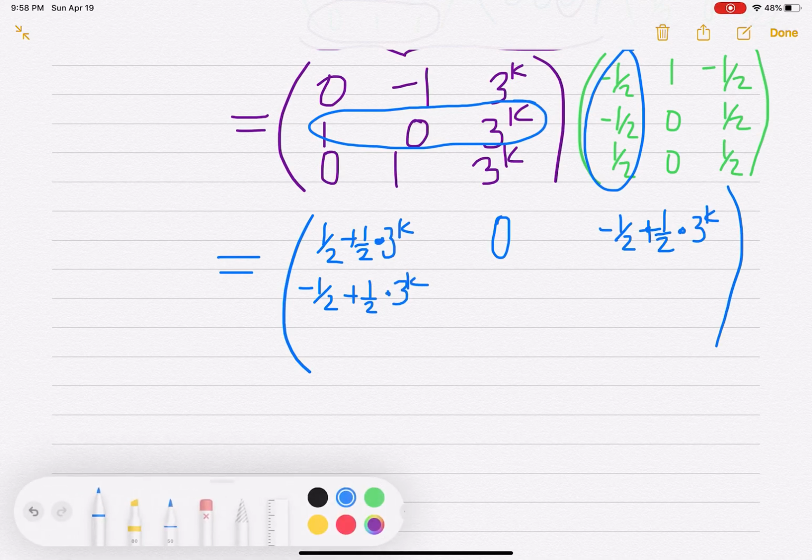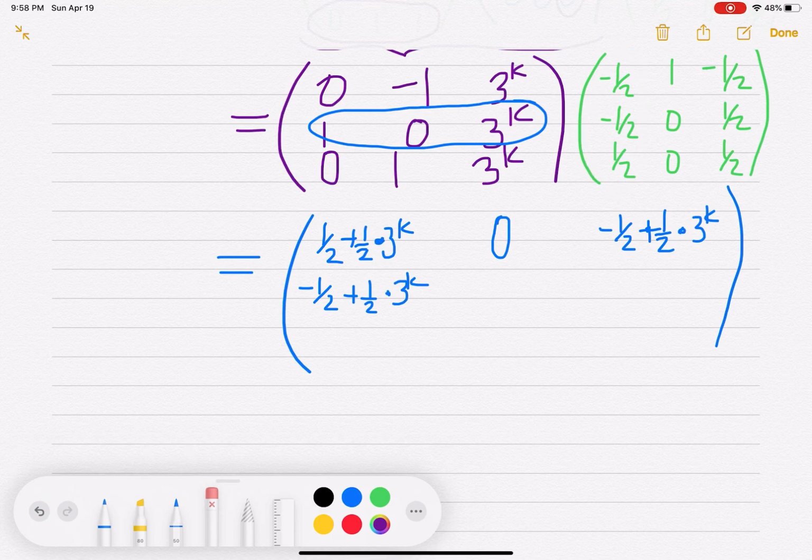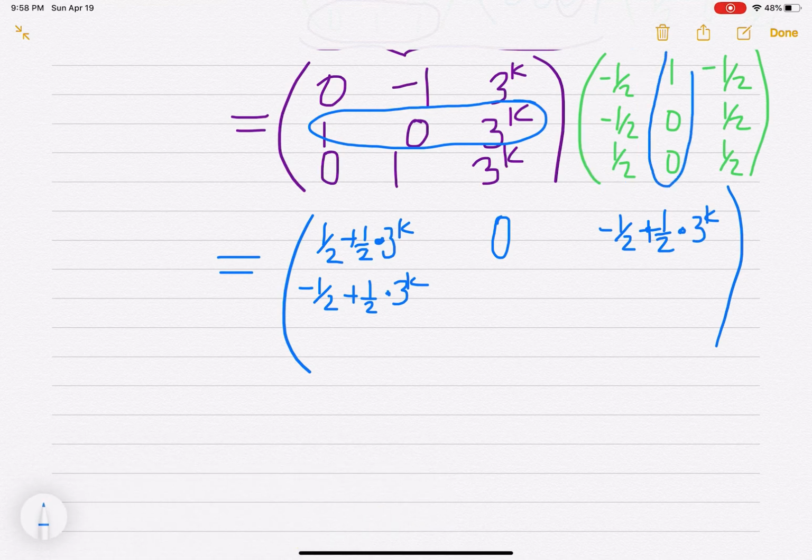All right, let's go to second row, second column now. See if I can get this to work. There it goes. Have 1 times 1 is 0. No, 1 times 1 is 1. 0 times 0 is 0. And 3 to the k times 0 is 0. So I'm just going to have a 1 there, right there in the middle. Just a 1.